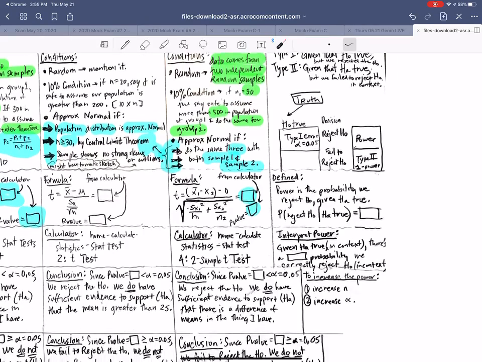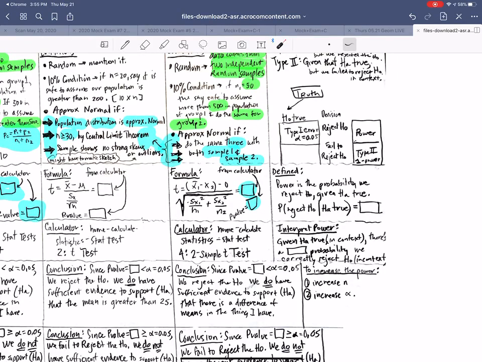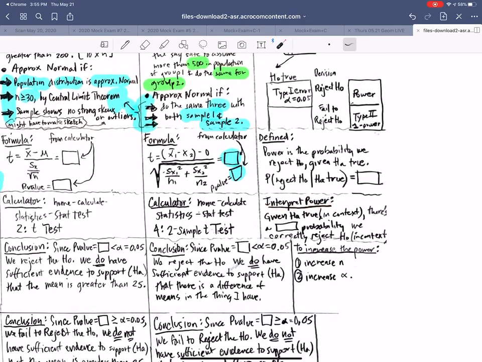Okay. Now, last 2 things. If they ask you to interpret the power, you're going to say, well, given H sub A is true, the burrito really was undersized, there is a blank probability that we will correctly reject the null, reject that the burrito is 8 ounces. So we want to always throw in the context.